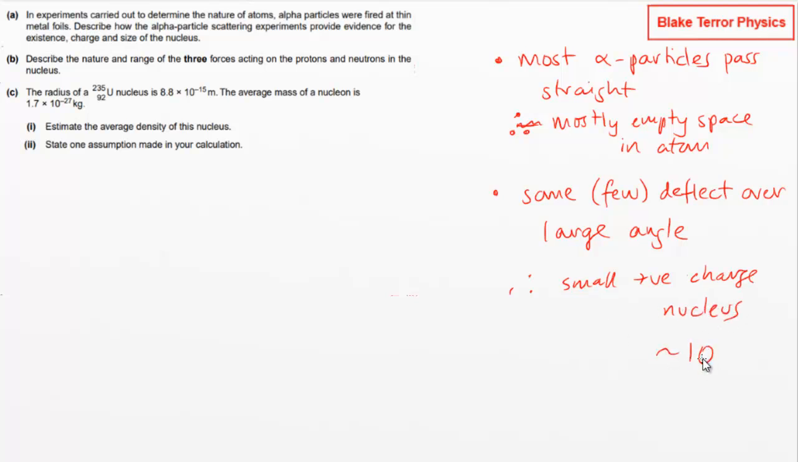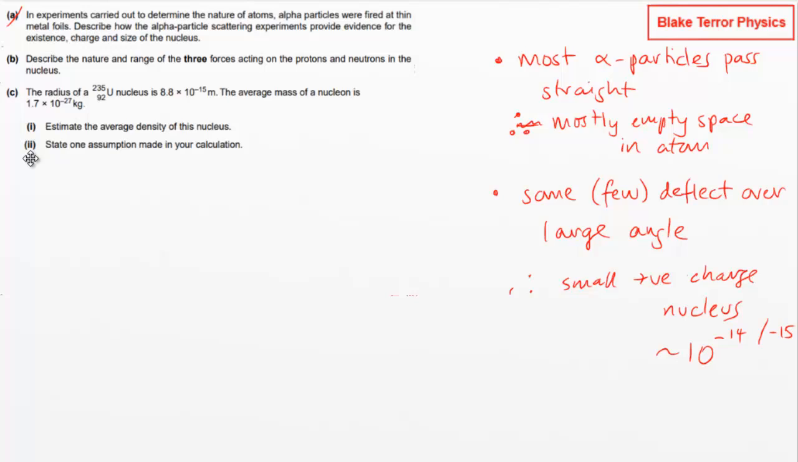So that's around about 10 to the minus 14 or 10 to the minus 15, something like that, whatever you want to put on there, in diameter, radius. It's all a little bit fuzzy around about there. So yeah, that's good. We've gone through that quite a few times.